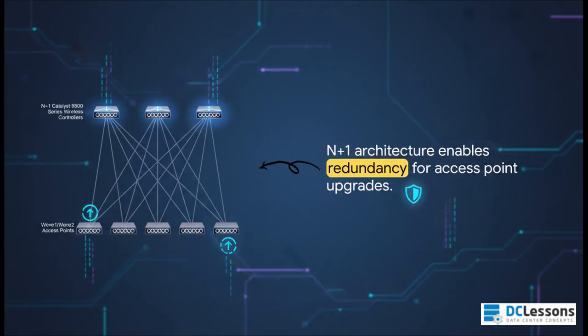Now, this diagram might look a little busy at first, but the idea behind it is actually pretty simple. This shows an N+1 design, where every access point can connect to more than one Catalyst 9800 controller. This physical redundancy is what makes rolling upgrades possible. Because every AP has a backup path, we can take one of the controllers offline for an upgrade without punching any holes in our wireless coverage.